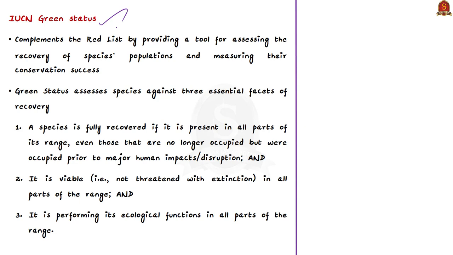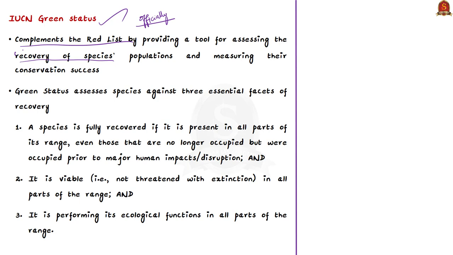In order to acknowledge the progress, a green list has been created since 2020 and the IUCN recently launched it officially. So, in essence, the IUCN green status of species complements the red list. How? The green status provides a tool for assessing the recovery of species populations, and it also helps in measuring their conservation success. So this is all about the red list and green list of the IUCN.